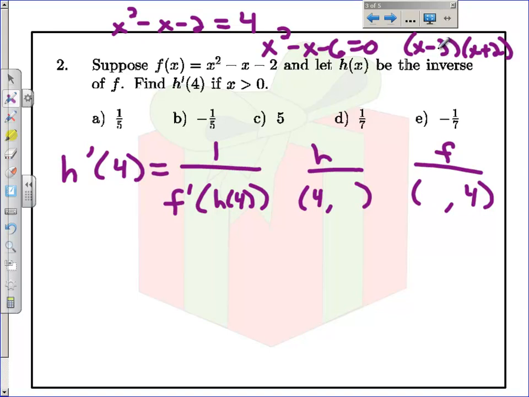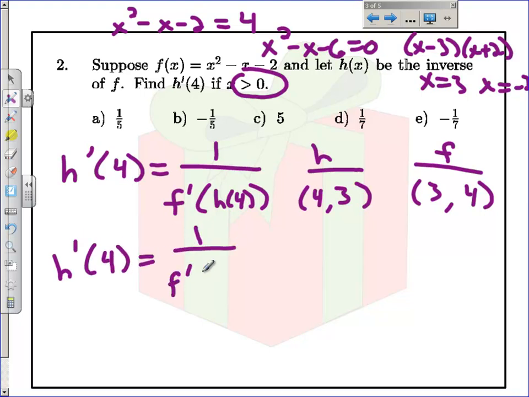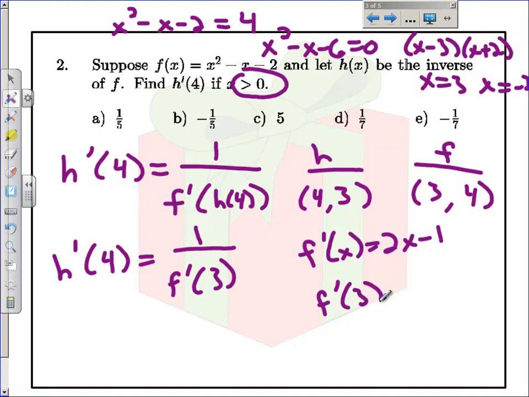So there's actually two places where this equals 4. One place would be at x equals 3, and the other one is x equals negative 2. Now, since this says x has to be greater than 0, I've found the missing link. It's at 3. So h prime at 4 is going to equal 1 over f prime at 3. So we can come up here and find f prime. F prime of x is going to equal 2x minus 1. Plug in 3. F prime at 3 is going to be 5. So this is 1/5. So really the first step here is you set f equal to this number and then do 1 over f prime at that point.